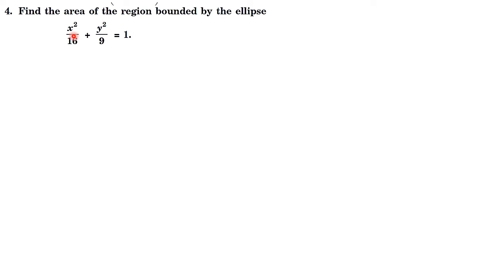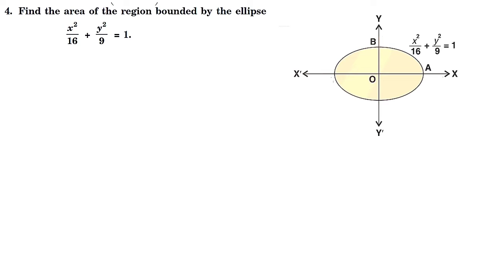Just think of the denominator. Here the denominators are 16 and 9, and clearly 16 is bigger, and the bigger denominator is under x square. So the major axis is x-axis. Identify the denominators and which one is bigger, then see the numerator, and that will be the major axis. So here the major axis is x-axis, and the figure comes this way.